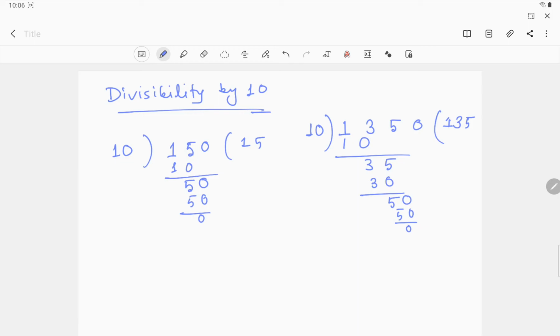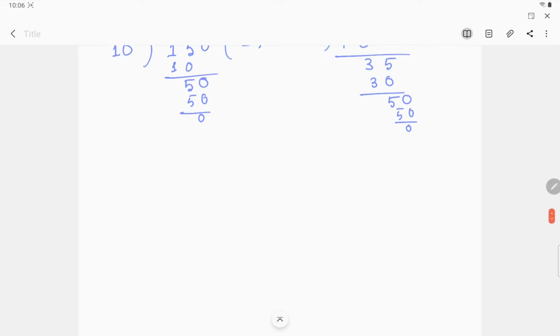So what is your conclusion? If the number contains 0 in the ones place, you can say the number is divisible by 10. Clear? Now let's move to exercise 7.3.